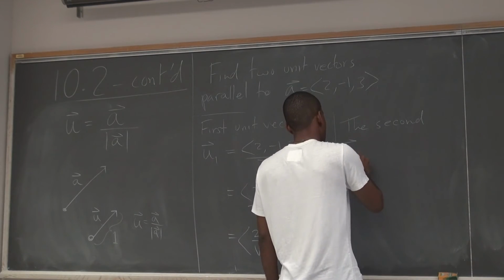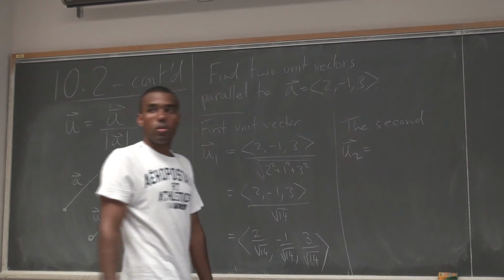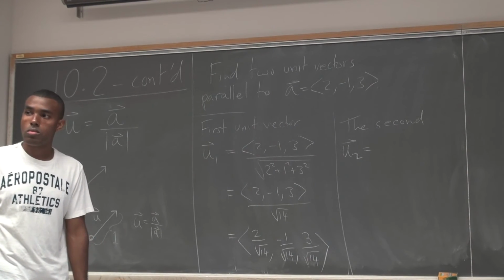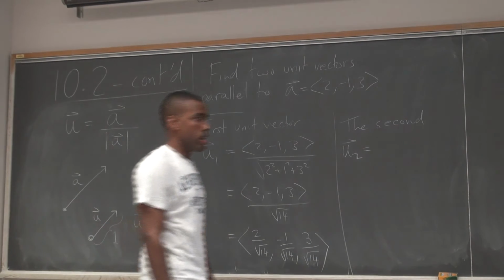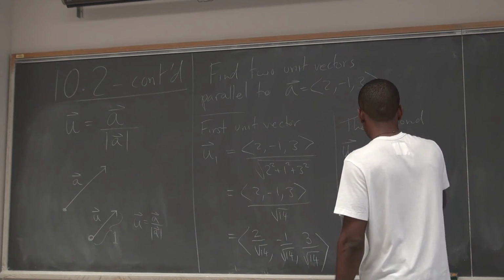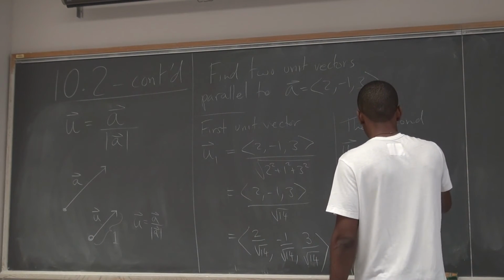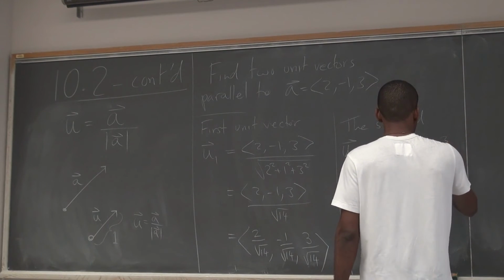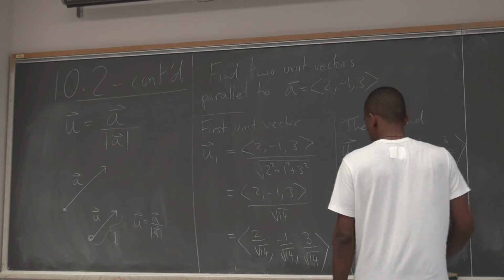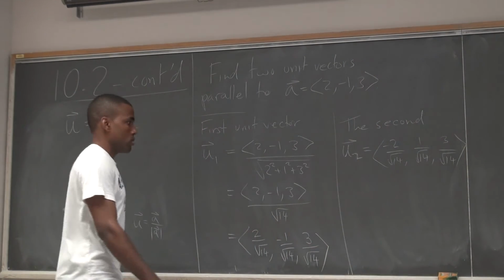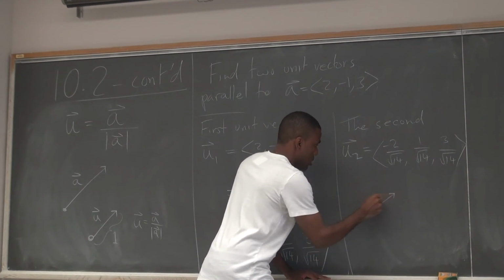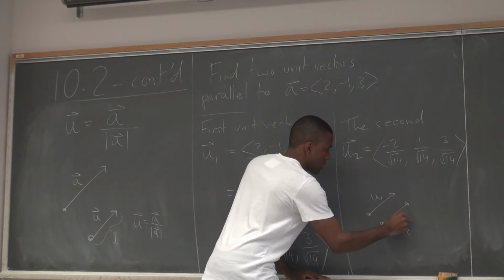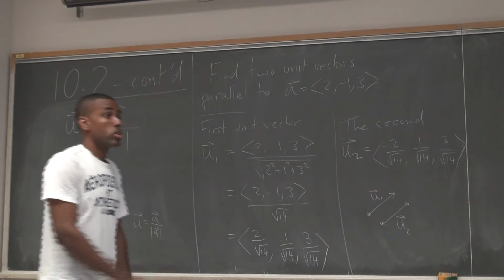Tell me about another unit vector. Right, just the negative of this guy. So it'll just be minus 2 over radical 14, 1 over radical 14, minus 3 over radical 14. That's that. So if u1 does that, then u2 does that. They're still unit vectors.